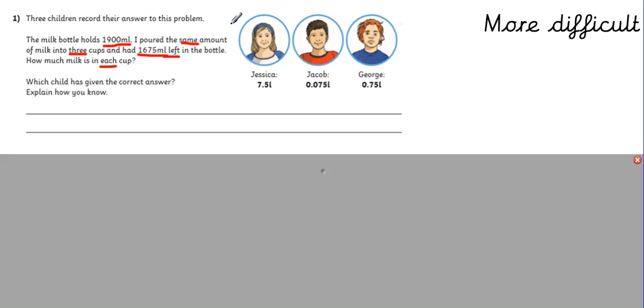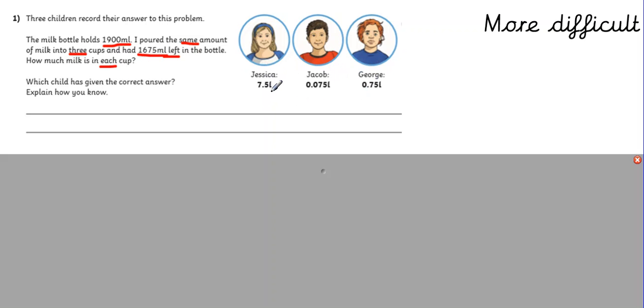So again, somewhere we're going to have to divide by 3. I'm going to ignore this bit to start with, and I'm going to work it out for myself. Once I've worked out my answer, I'm then going to come to this bit and look at the children's answers and see which one's correct.